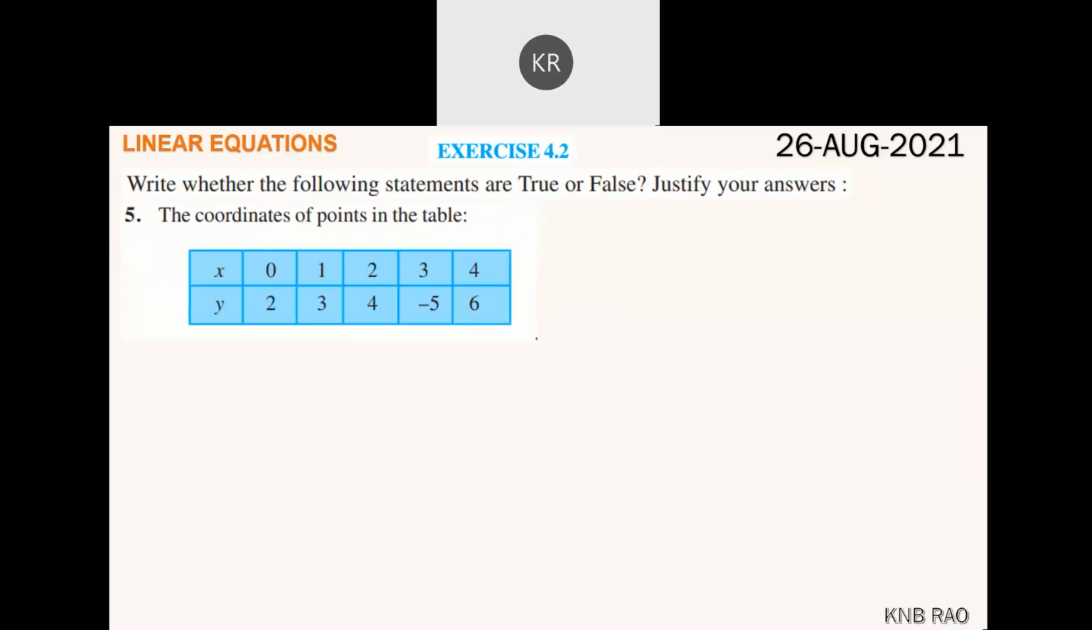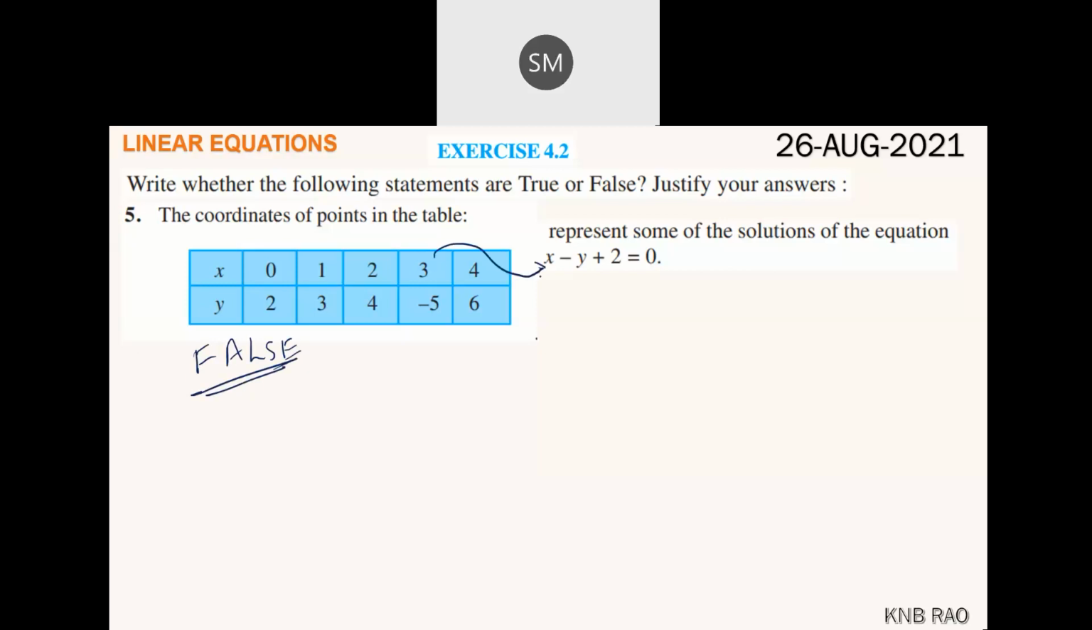Question number 5. These are the coordinates of the points, and here is the equation. True, sir. It is true. False, sir. It is false. Only the first one is not correct, sir. 3 minus 5 will not be the solution.